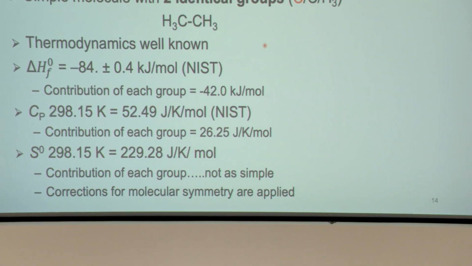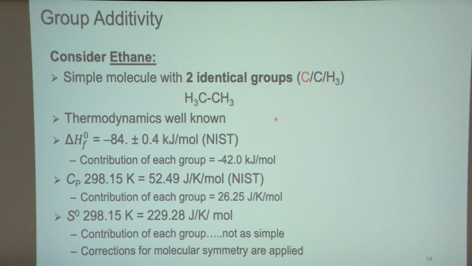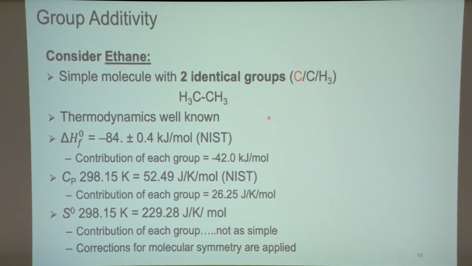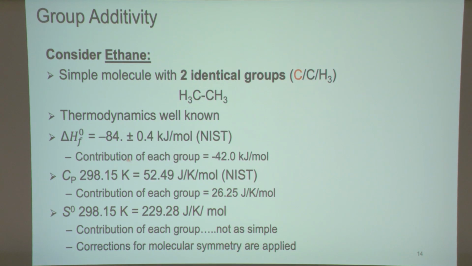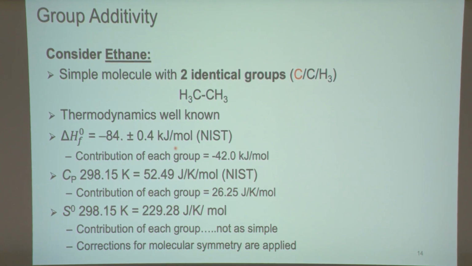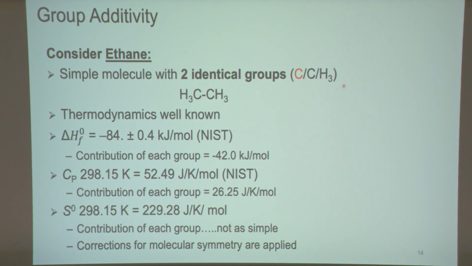And it was known from experiments already at the time in the bomb calorimeter that the heat of formation of ethane is 84 kilojoules per mole. And again, this is in the NIST database. You can look at this. In those days, in the 50s, he simply looked it up from experiments. And then he said, okay, ethane has, sorry, minus 84 kilojoules per mole heat of formation. Therefore, each CH3 group is minus 42 kilojoules per mole.